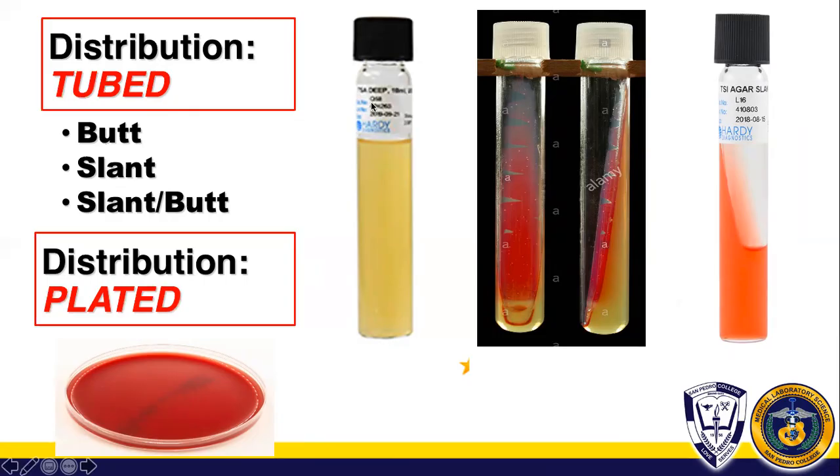So tubed media may be full butt, or we call this agar deep. Or they can be plain slant, no butt. So plain slant is used widely for transportation of organisms or for keeping stock cultures. You can place them here or grow the organisms here. And then we have the slant and butt tubed media, which is widely used in biochemical testing, like this one. This is TSI agar. So this is used for biochemical tests.